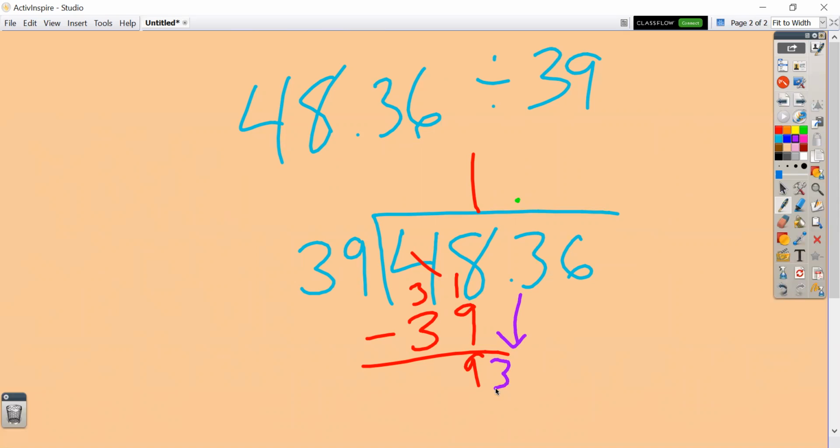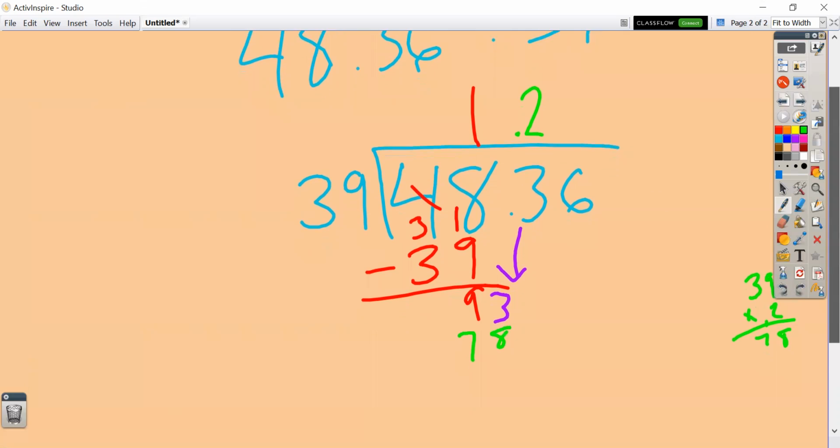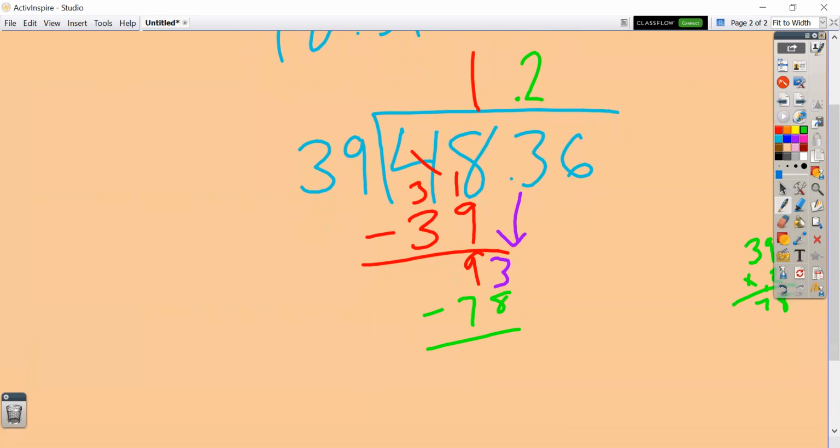Let's just keep working because now we're kind of shifting it into unit form when we do that. It's 93 what? Well, it's 93 tenths. So 93, I think we can take two groups of 39 out. Let's just double check. 78, yeah. So we're going to take two groups, 78. Let me scroll down so I can subtract a little bit. Make sure I regroup to get the top ready. Have a remainder of 15.